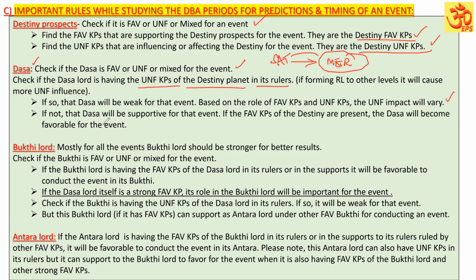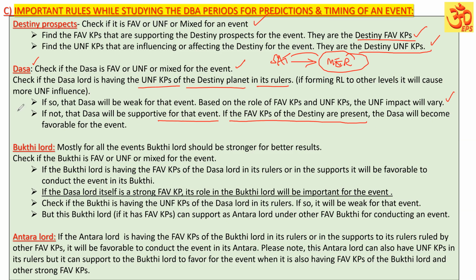If the unfavorable key planets of the destiny are not in the rulers of the dasa, it will be supportive for the event. And if the favorable key planets of the destiny are present, the dasa will become favorable for the event. Supportive means absence of the unfavorable key planets in the rulers, making that dasa supportive. Presence of the favorable key planets in the rulers, it is going to be favorable. If the favorable key planets of the destiny itself are present in the dasa, then that dasa will become more favorable for the event. That is what you have to keep in mind.